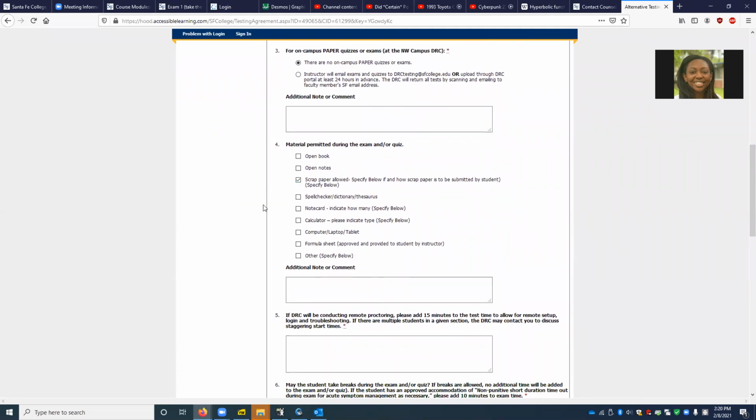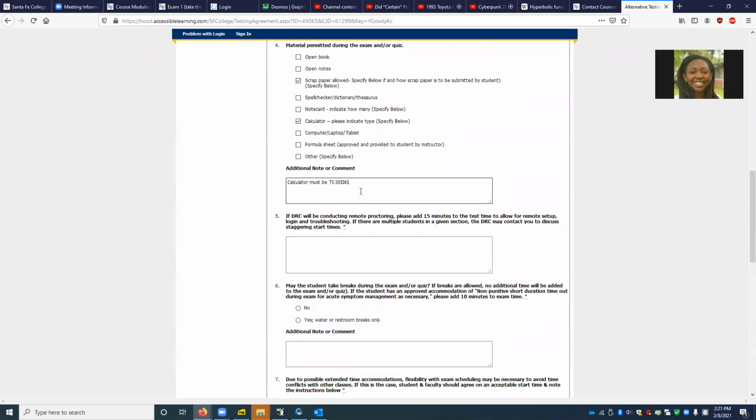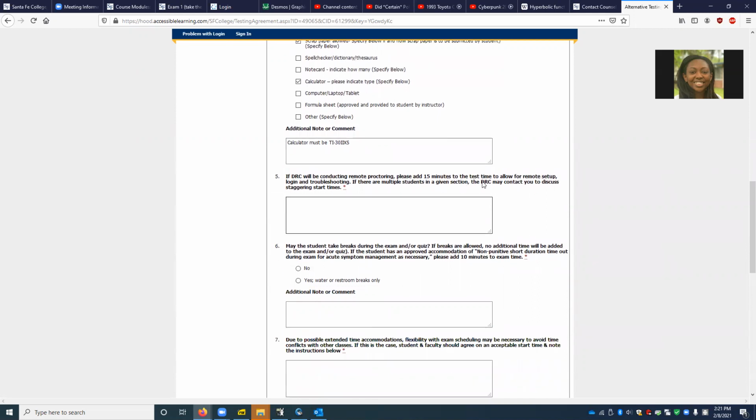Materials permitted: scratch paper. And then, do you like to use a calculator, Tia? Yes. Okay. And for our class, the calculator, do you have a TI-30? Yes. Okay. I always forget if I'm typing it right. Is it TI-30, then 2, then XS? Yes. Okay, cool. All right, I already do that. That's no problem.